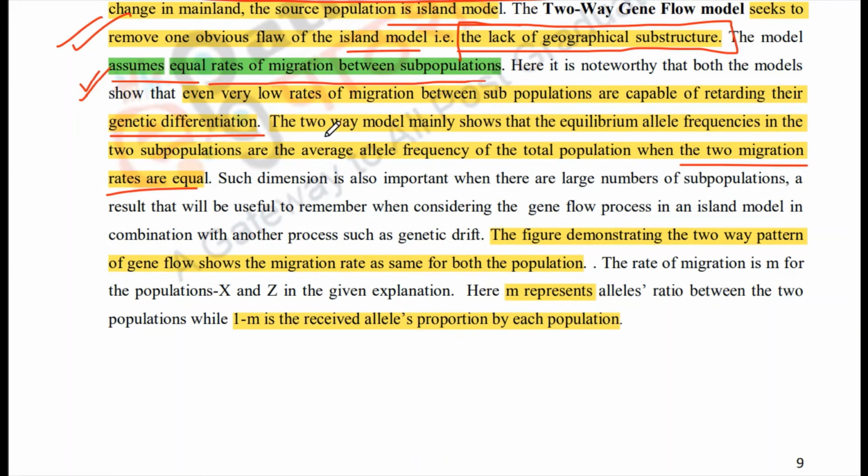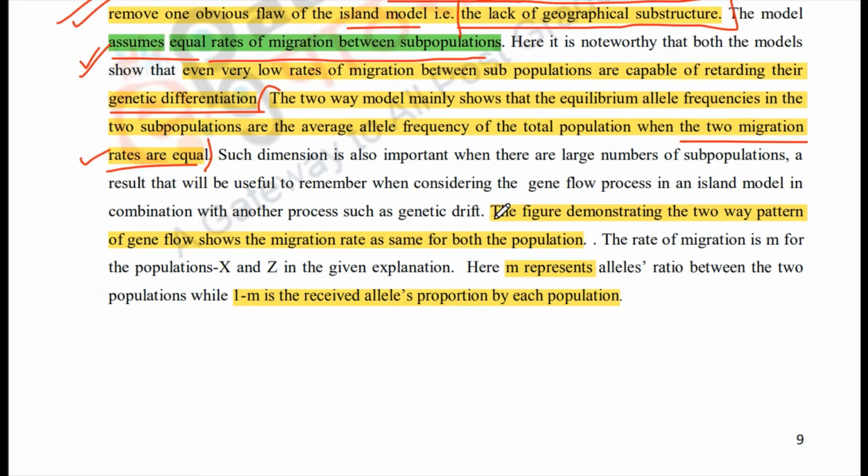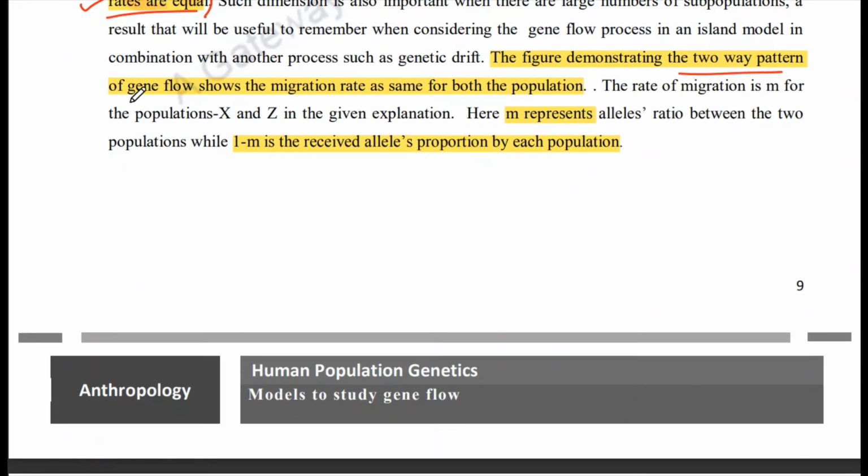It says the two-way model shows that equilibrium allele frequencies in two subpopulations are the average allele frequencies of the total population when migration rates are equal. Okay, this is the underlying principle. Now the figure below demonstrates two-way patterns of gene flow, showing the migration rate as the same for both populations. The rate of migration is m for population X and Z.